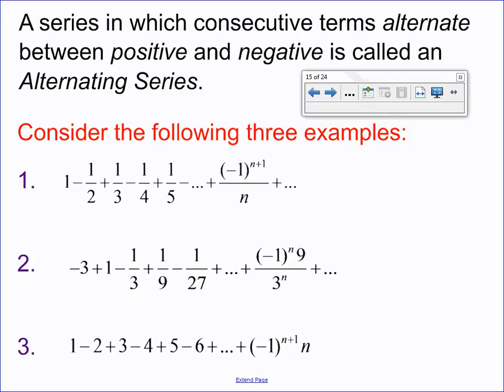Consider the following three examples. 1 minus 1/2 plus 1/3 minus 1/4 ... What does this resemble? What does that look similar to? Riley? Yeah, our harmonic series, right? The difference here is that we've got alternating signs. And so instead of being 1 plus 1/2 plus 1/3 plus 1/4 plus ... 1 over n ... we get that alternating signs. And I'm wondering now, does that make a difference, right? Does that make a difference?